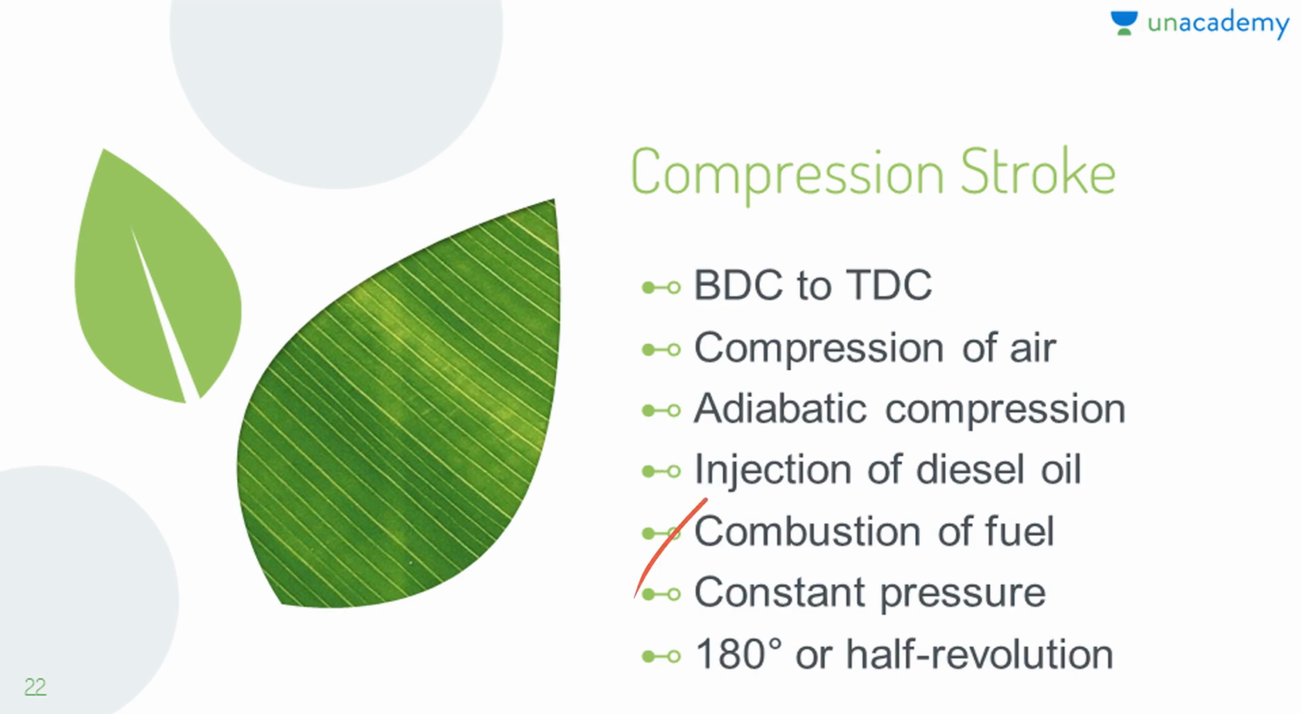The combustion of fuel takes place at constant pressure as shown there, and since combustion of fuel takes place at constant pressure, the 4-stroke diesel engine is also called the constant pressure cycle engine. With this stroke, the crankshaft rotates another 180 degrees or half a revolution.